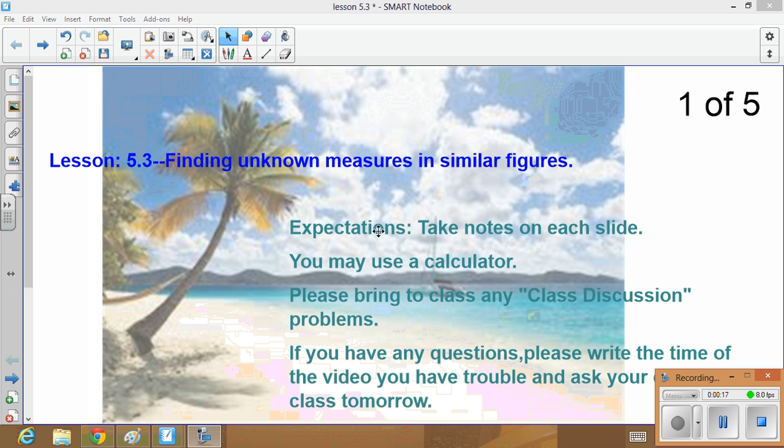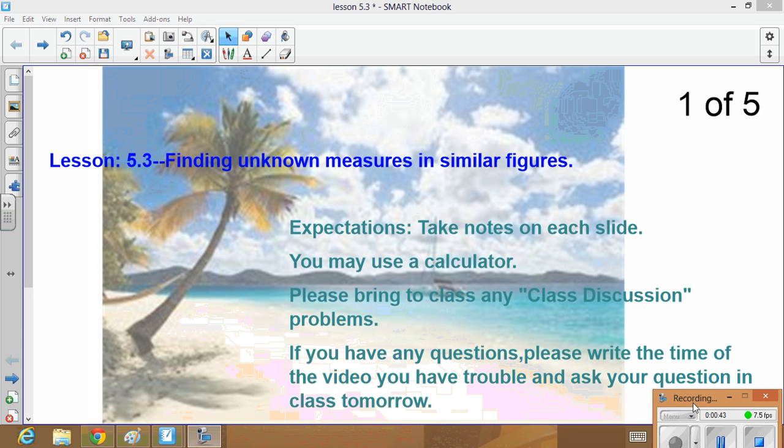The expectations: I would like for you to take notes on each slide. You will be able to use a calculator for this lesson. When you come to class tomorrow, please bring your notes, and any question marked class discussion, please complete it and have it with you for tomorrow. And along the way, if you have any questions, write down the time of where we are in the video, and we'll address your questions tomorrow. Okay, so today there are 5 slides to this video, and we're currently on slide 1 of 5.